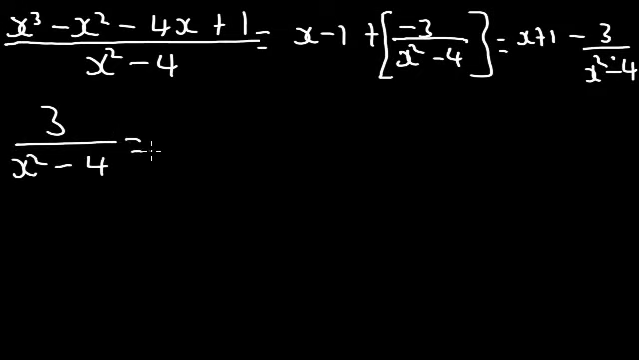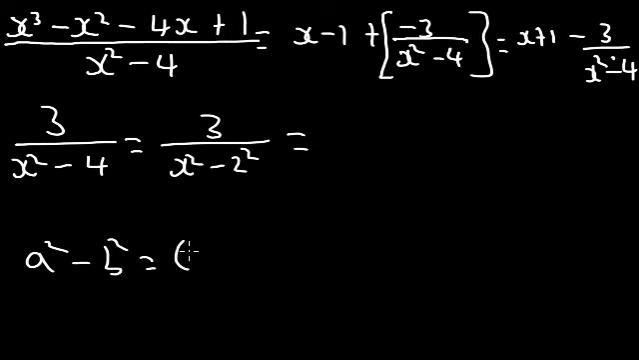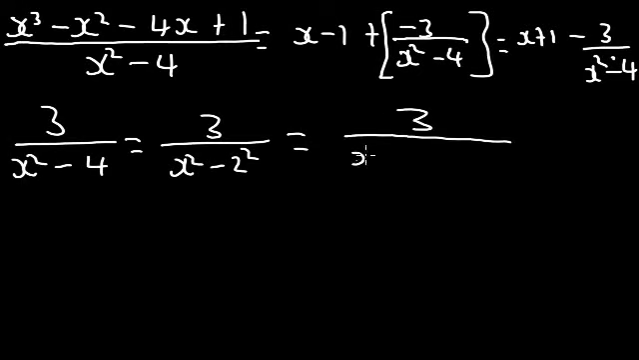Let me factorize the denominator completely. It's a difference of 2 squares because it can be written as 3 divided by x squared minus 2 squared. And what says the difference of 2 squares? a squared minus b squared can be written as a minus b, a plus b. Perfect. So that's exactly what I'm going to do. So this becomes 3 divided by x minus 2, x plus 2. Now it has been factorized completely. Now we can partialize.